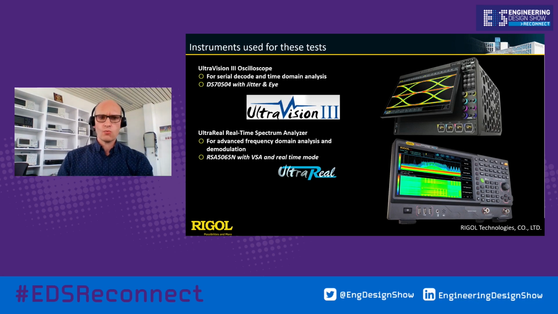For this kind of tests, we are using two kinds of test devices. The first will be our brand new 5 GHz oscilloscope, which is built on the new platform UltraVision 3. This one has the capabilities of jitter analysis and real-time eye test. We are using as well our multifunctional spectrum analyzer with the RSA5000N series, which has the real-time capabilities for the frequency analysis, and then of course the vector signal analyzer for the digital demodulation and the bit error rate testing.